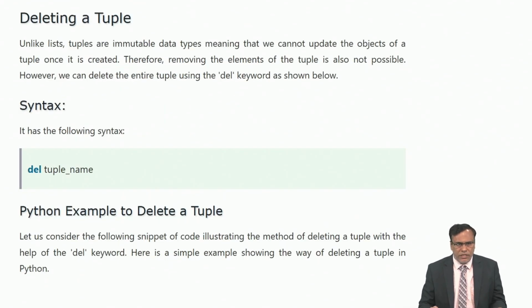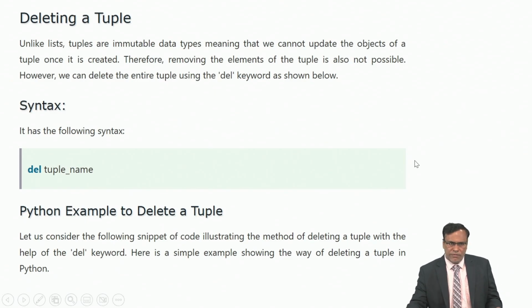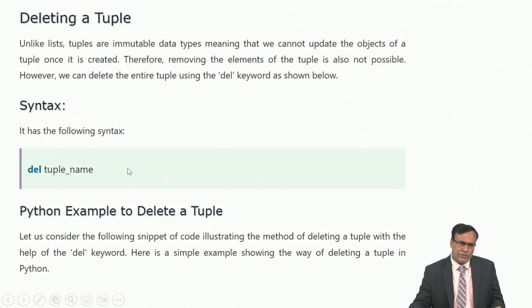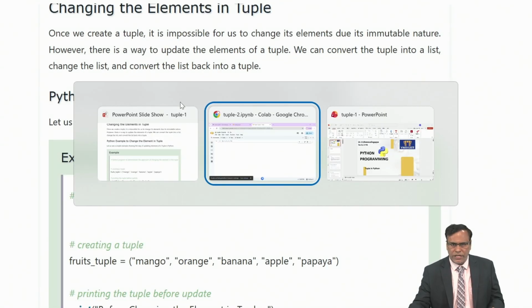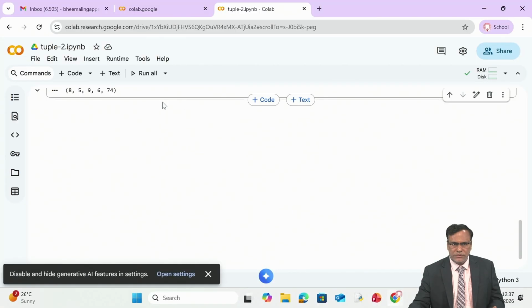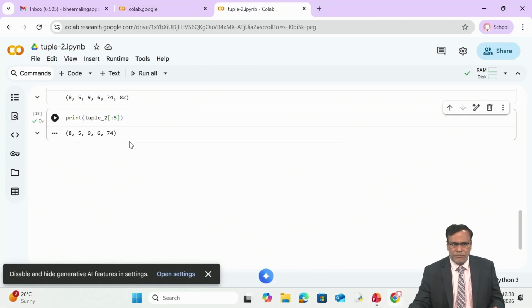Next, we can come to deletion. We have created some more tuples, right? If you want to remove a tuple, you have a keyword, that is del. Using that, you can directly delete. So del, space, the name of the tuple that you want to delete. Here I have created so many tuples: tuple 1, tuple 2, tuple 3.